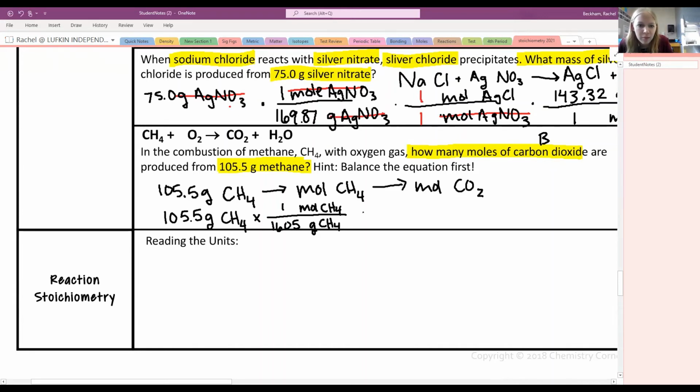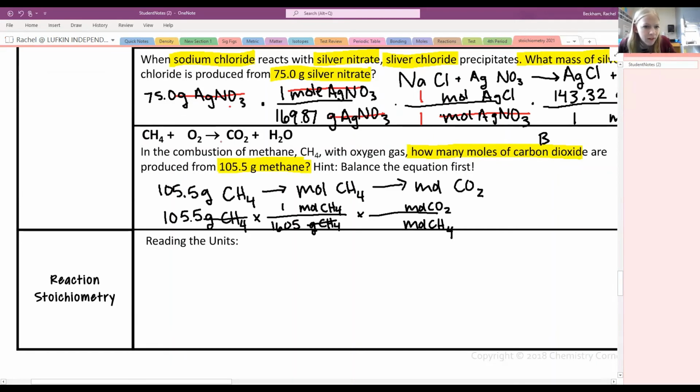Now I need to get to moles of CO2. So what should go on bottom here? This is already canceled out, right? So moles of CH4 should go on bottom. Now I've got moles on top and moles on bottom, so I need to use the equation for this step. And it looks like I haven't balanced it yet. Do you notice how it's not balanced? So I'm going to go in and balance it.